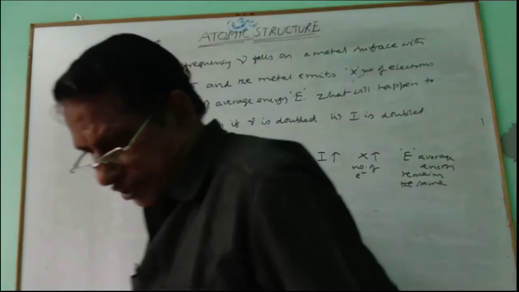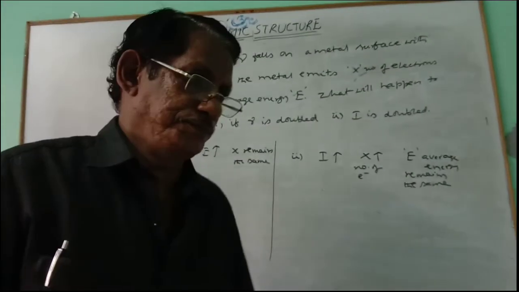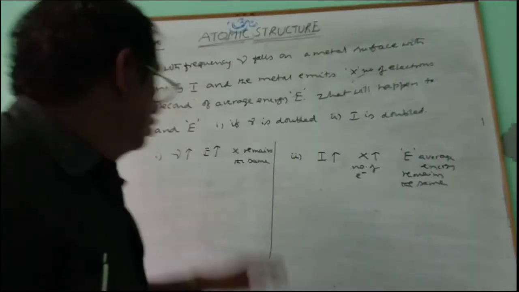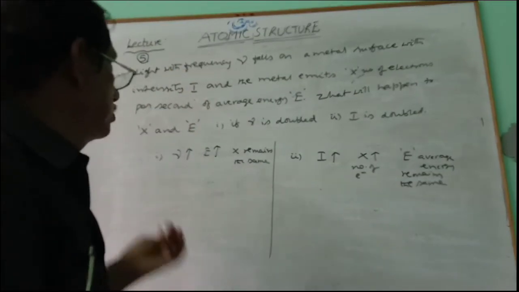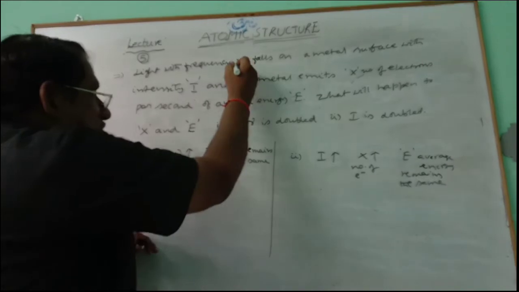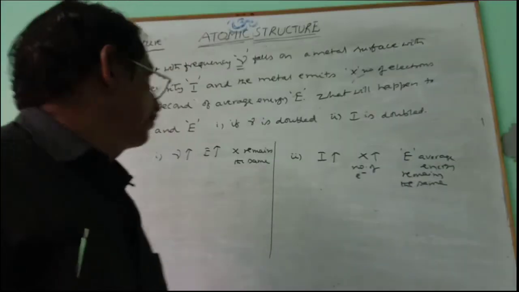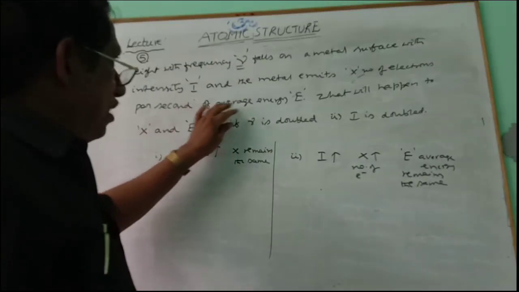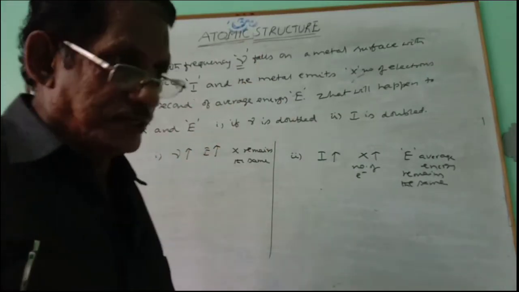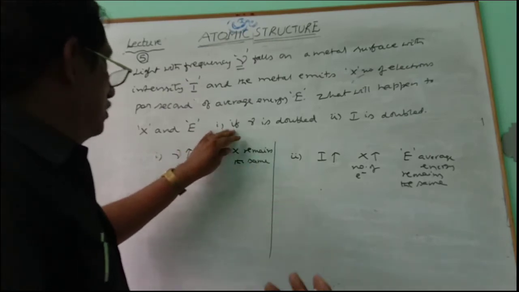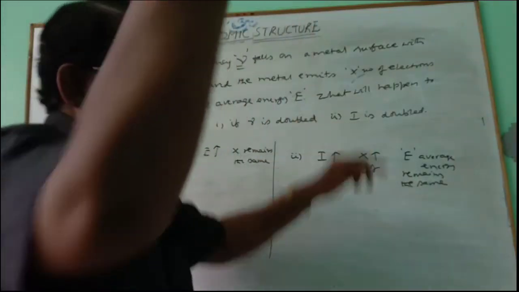Finally, one point for you, just for understanding. Light with frequency nu falls on the metal surface with intensity I. The intensity of the radiation is I, and its frequency is nu. The metal emits X number of electrons per second with average kinetic energy E. Now, the question is, what will happen to X and E when nu is doubled, and when I is doubled?